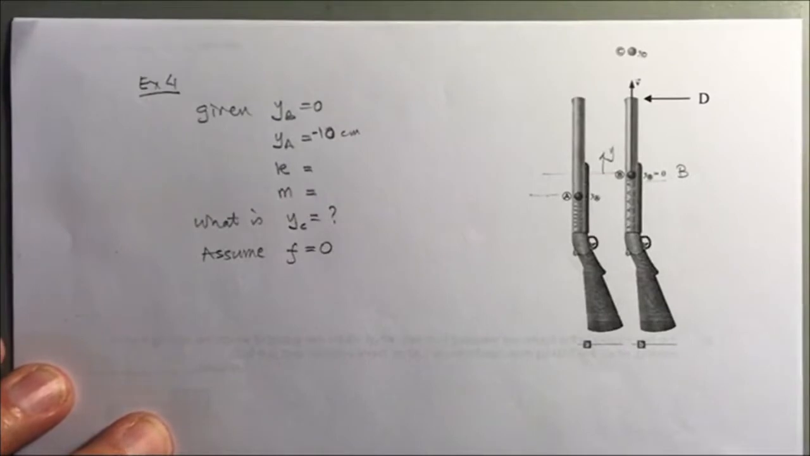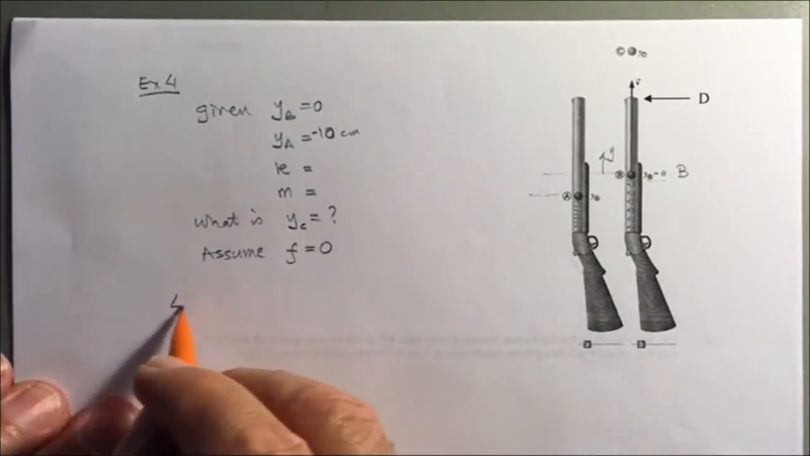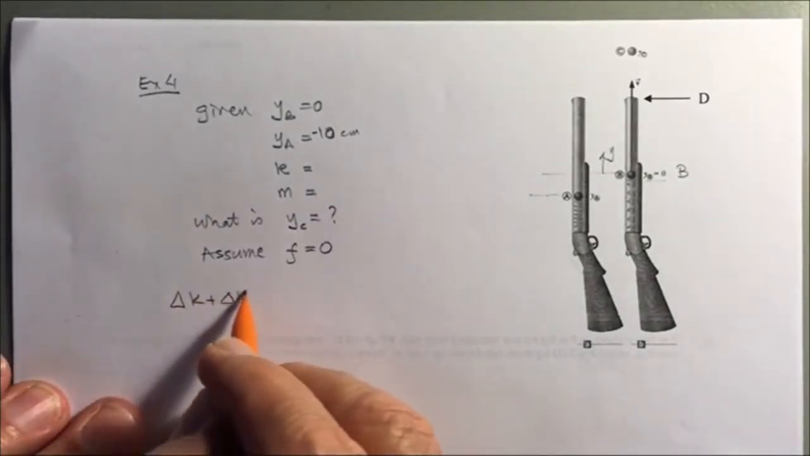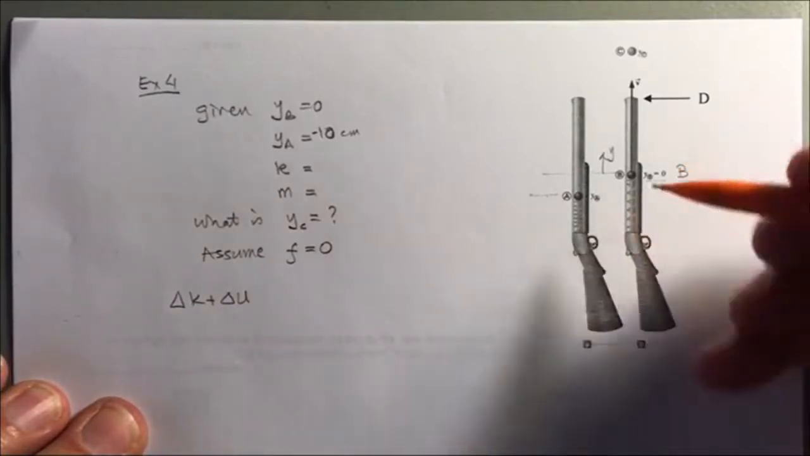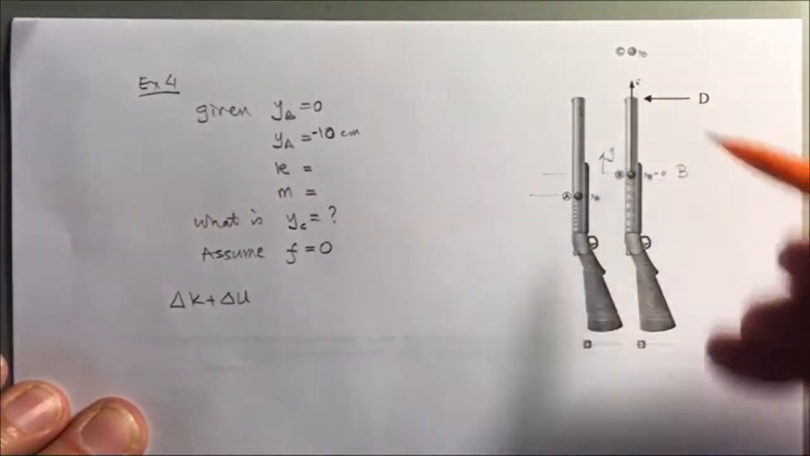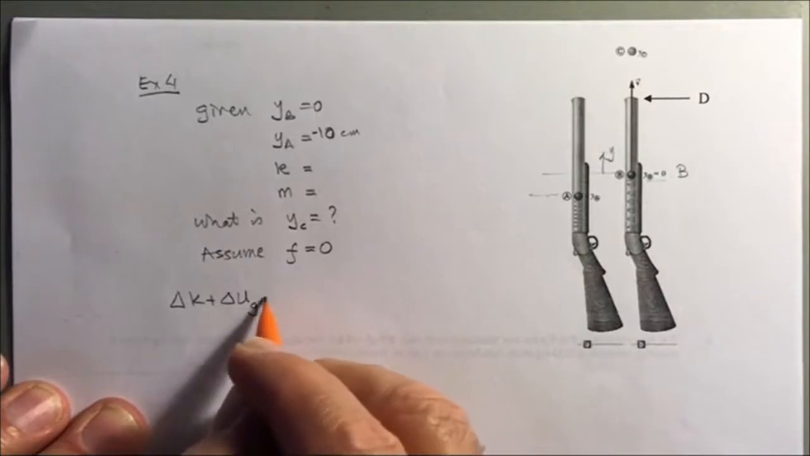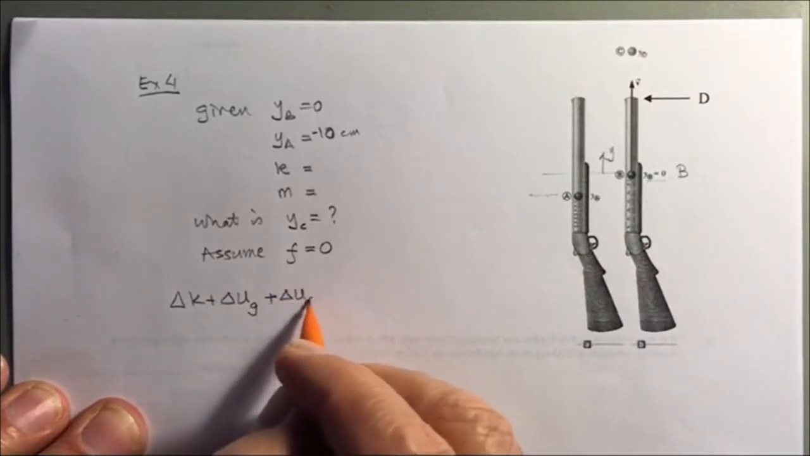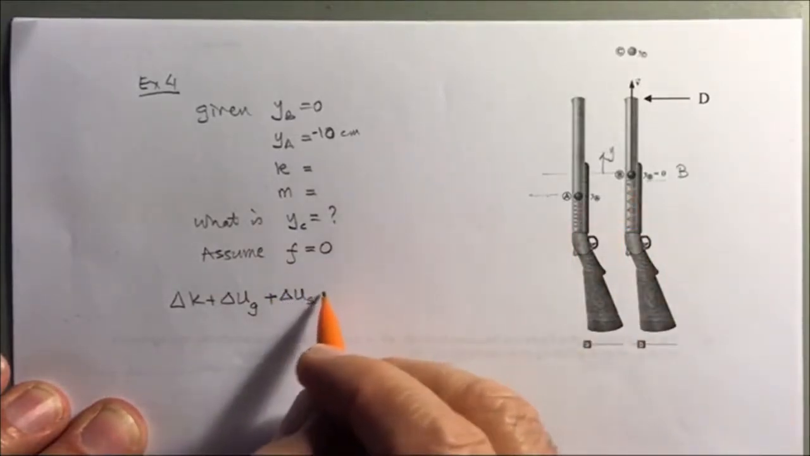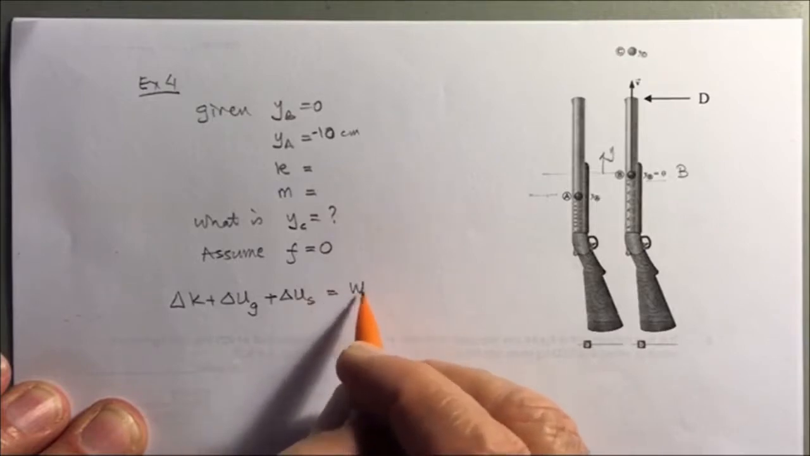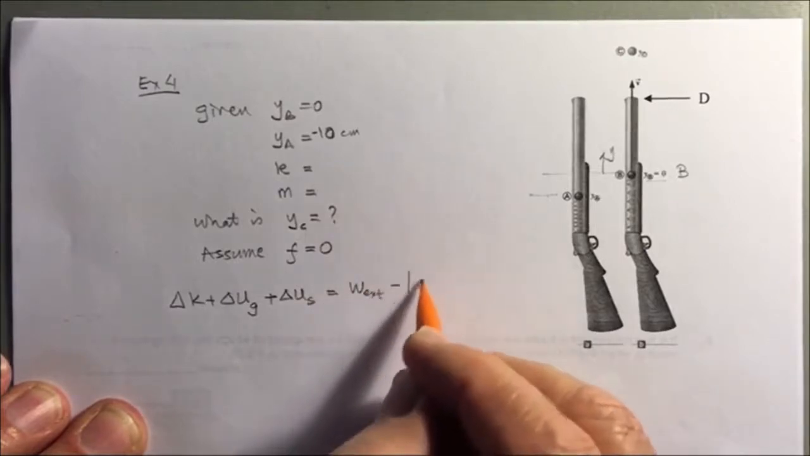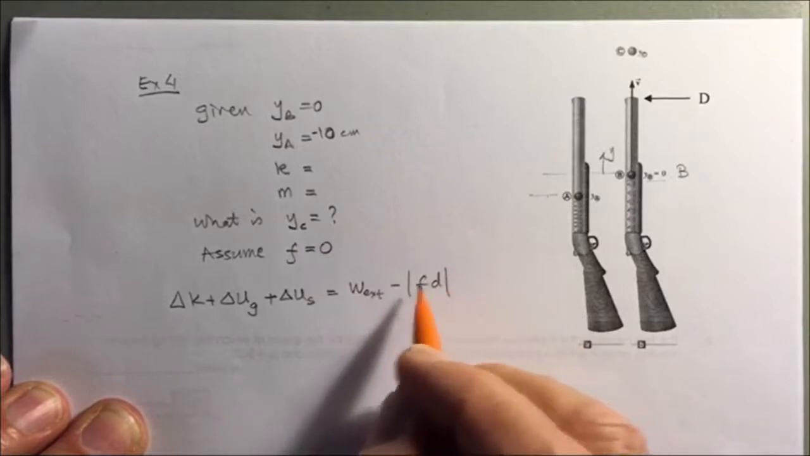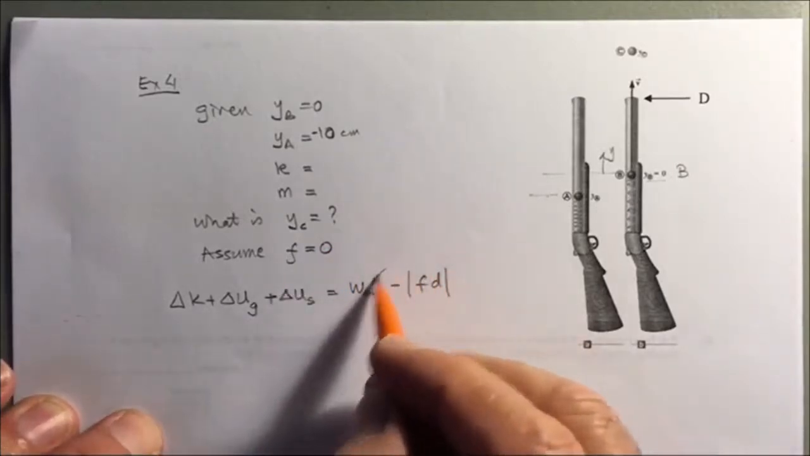So now we'll write the equation: delta K plus delta U, and let's say that we have two kinds of potential energies, one due to the position and the other due to the spring. We have both here, equals the external work, which is 0, minus the friction, which we consider to be 0. So both of these are 0.